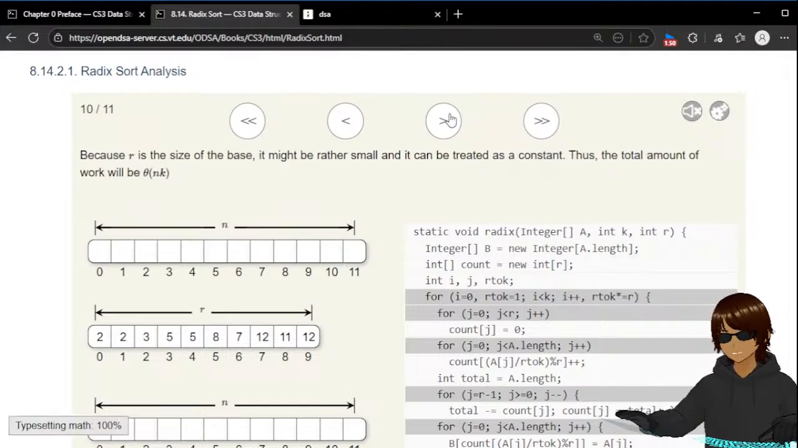Because r is the size of the base, it might be rather small and can be treated as a constant. Thus, the total amount of work will be theta nk.